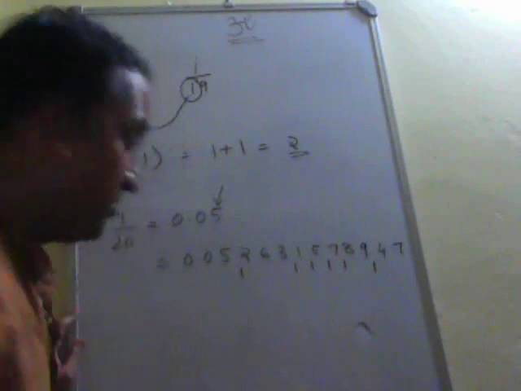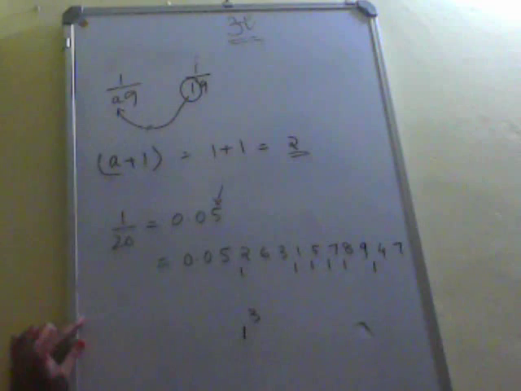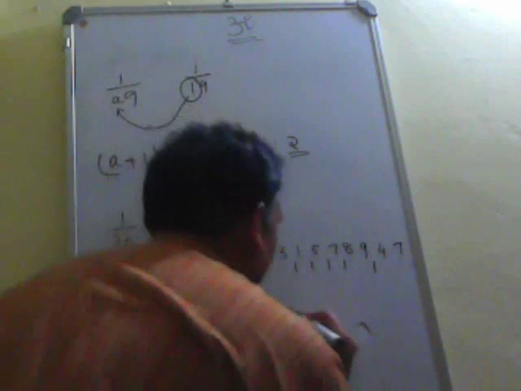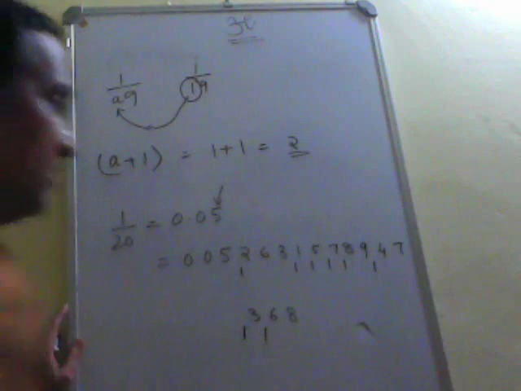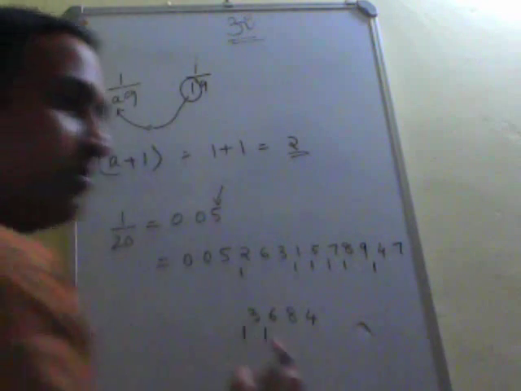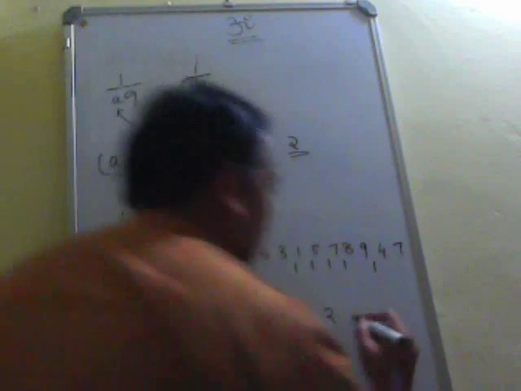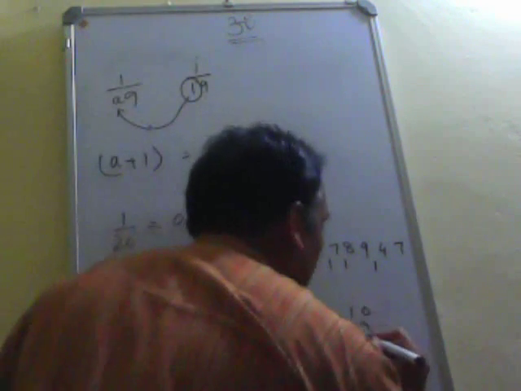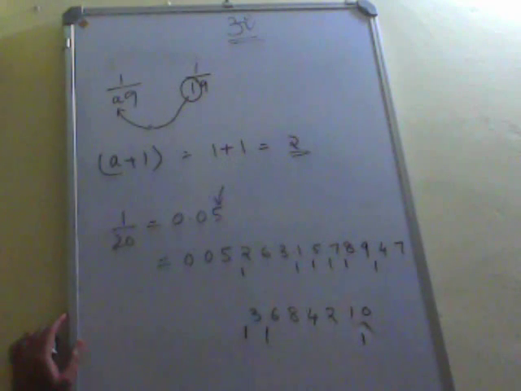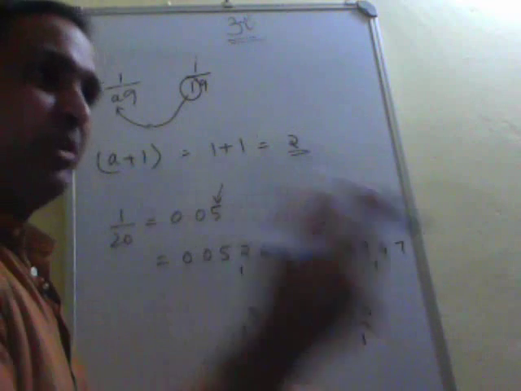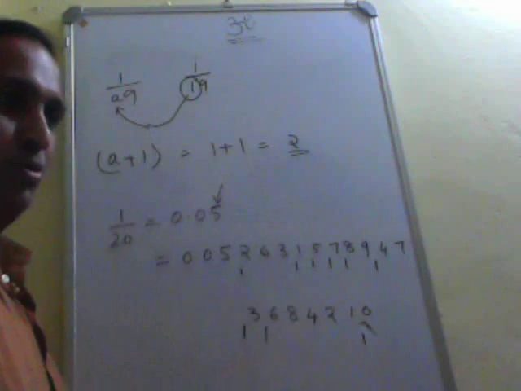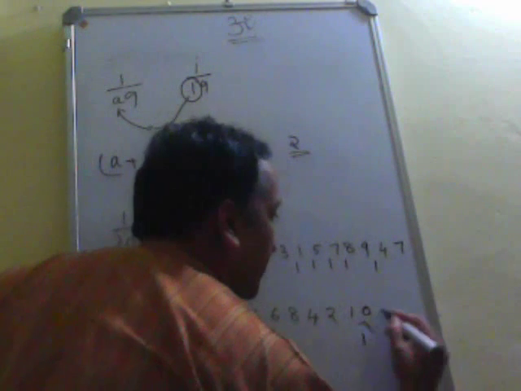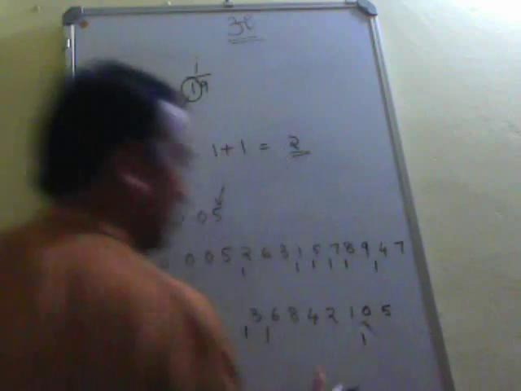Then 13 is 6 remainder 1. 16 is 8. Then 4, then 2, then 1. Now 1 divided by 2 is 0 remainder 1. Now 10 divided by 2 is 5 remainder 0.